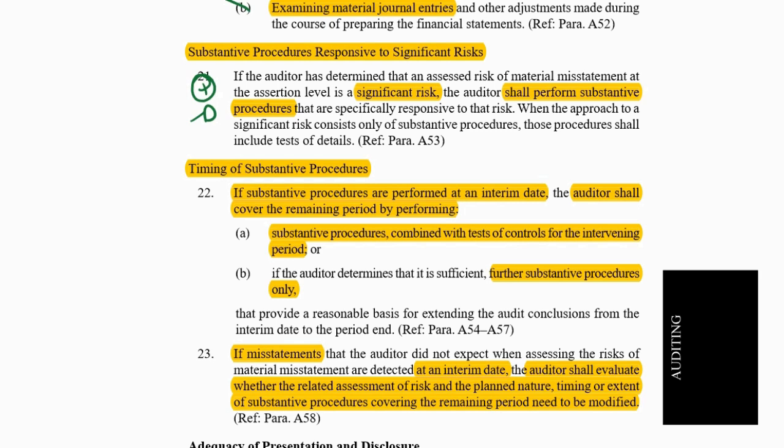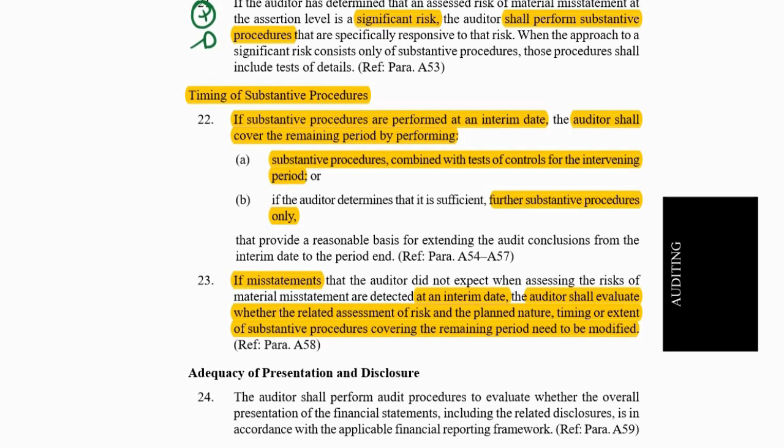Okay, my timing, I could come at interim and year end, or I could come just at year end. Again, based on that risk, we would determine the timing. And extent, well, if we thought that the controls were going to work, it would influence my extent of the substantive procedures.